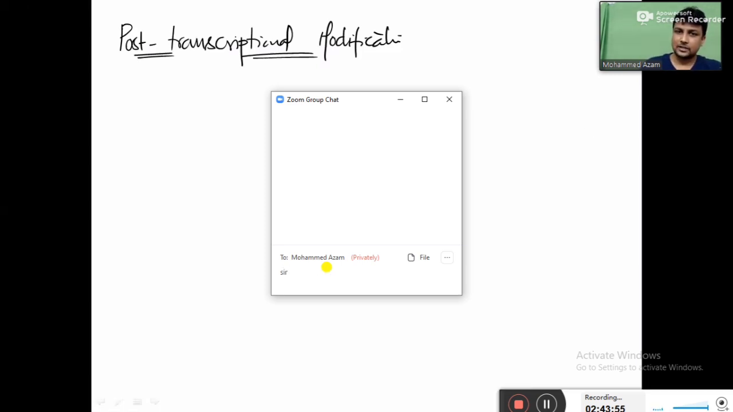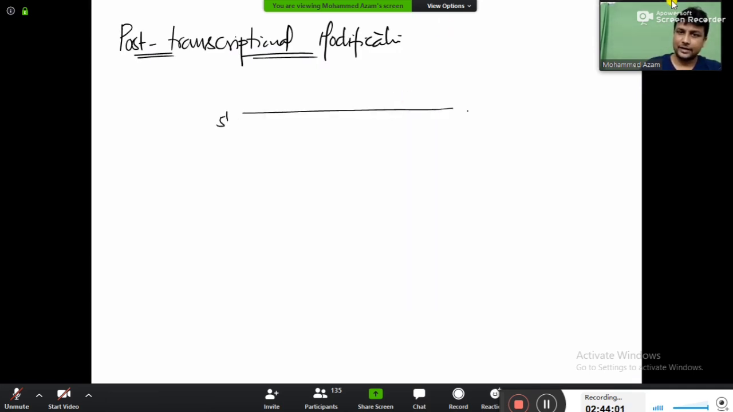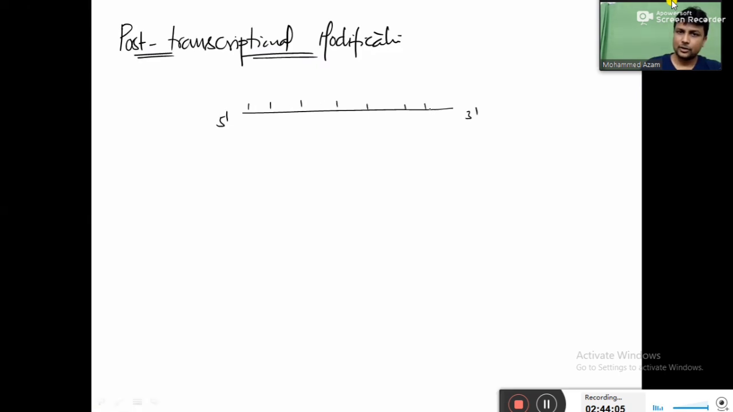Now, post-transcriptional modification. We already have an RNA here, guys. Just now RNA is formed, and this RNA will be from 5' to 3'. We all know that RNA is single stranded, 5' to 3', and this RNA which is just now formed here is known as hnRNA. Already I told you in the overview. So let us modify this one.